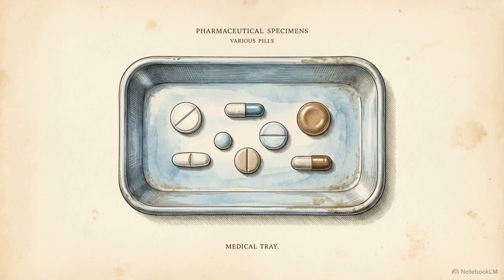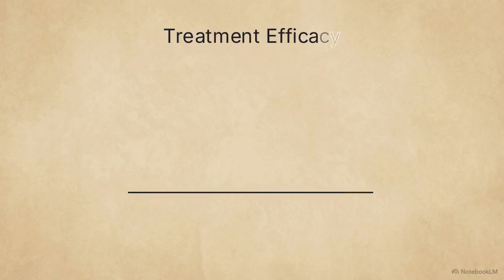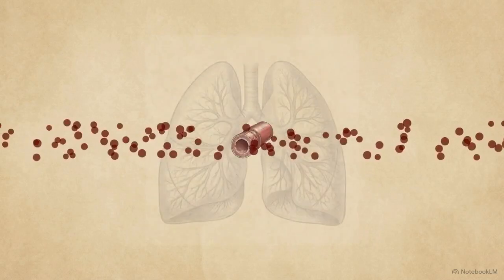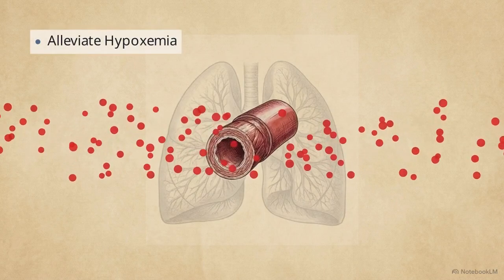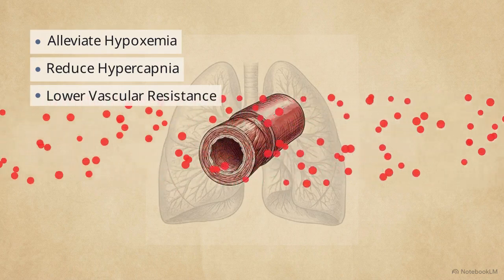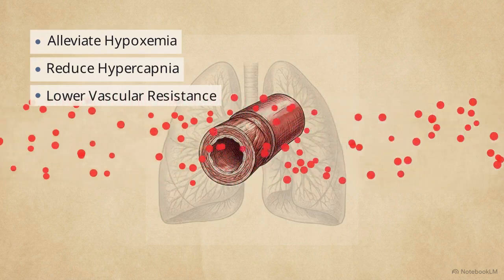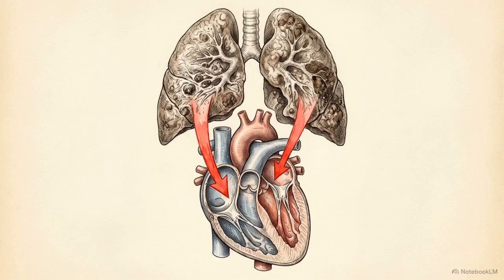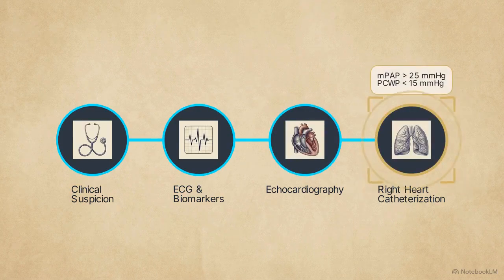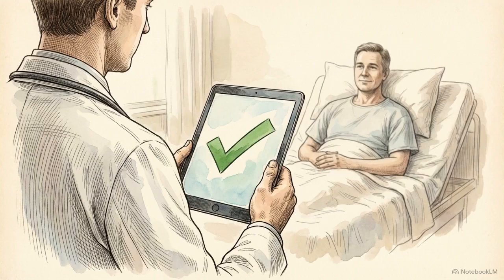Standard heart failure therapies, such as diuretics or digitalis, have limited efficacy in this context compared to their role in left-sided failure. Effective treatment must target the underlying respiratory condition, aiming to alleviate hypoxemia, reduce hypercapnia, and lower the vascular resistance in the lungs. Cor pulmonale is a condition where the lungs drive the failure of the heart. By following a strict diagnostic sequence to isolate the pulmonary circuit, clinicians can identify the correct path for intervention before the right ventricle collapses.